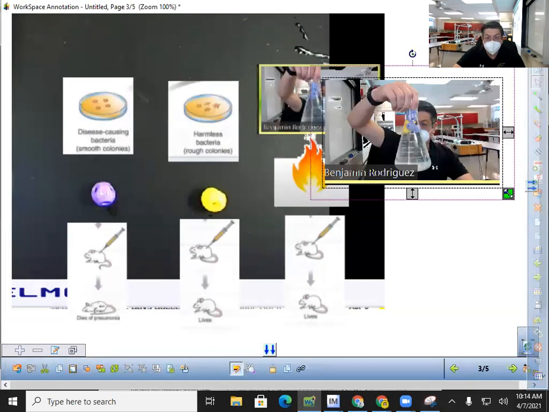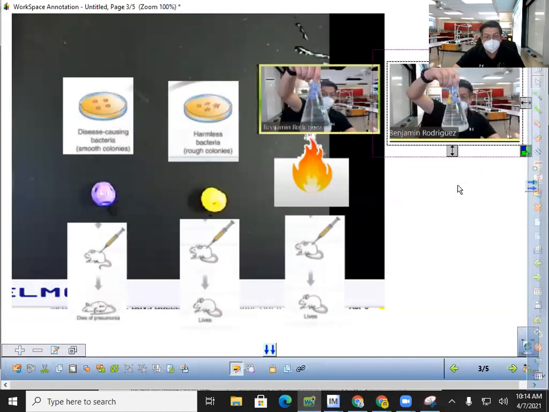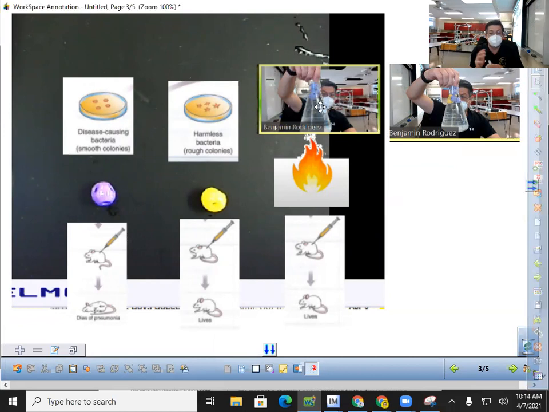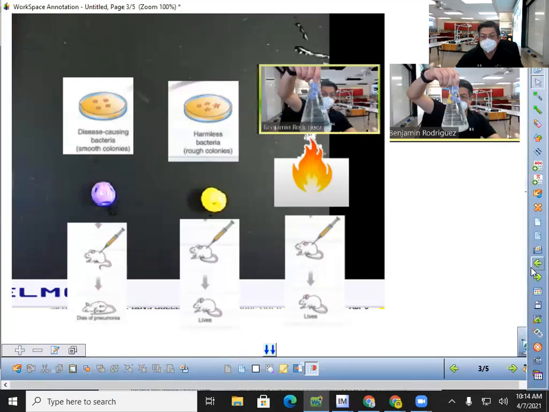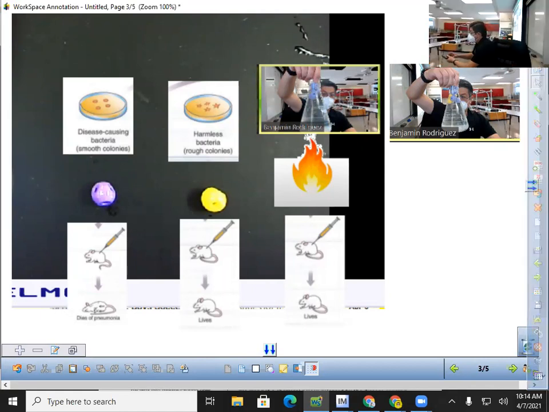Look, so now he has the mixture. So he got the dead bacteria. This is the dead bacteria here, the heated ones that are kind of dead, right? And then he added the live. So what should happen to the mice now? What do you guys think? It died. Okay, what should happen to the mice?